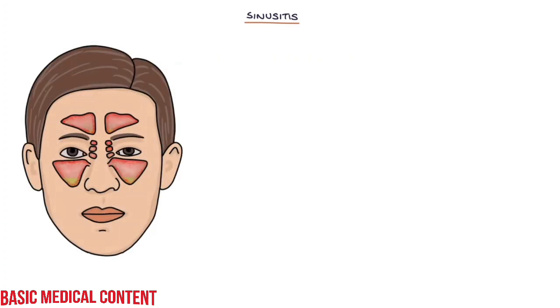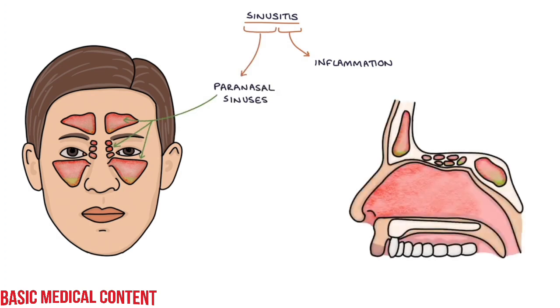In this video, I'm going to be going through sinusitis. Sinusitis refers to inflammation of the paranasal sinuses in the face. This is usually accompanied by inflammation of the nasal cavity inside the nose, and it can be referred to as rhinosinusitis, rhino referring to nose. Sinusitis is very common.